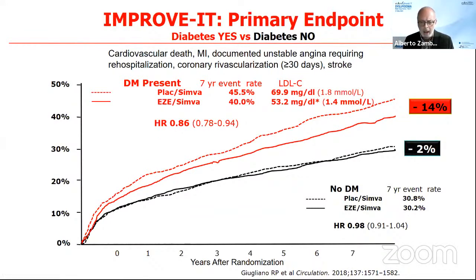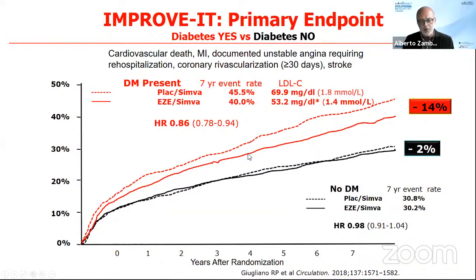So these are very high risk post-acute coronary syndrome patients treated with simvastatin or simvastatin and ezetimibe. I like to point out that the group of simvastatin and ezetimibe had a 1.4 millimole per liter of LDL cholesterol, which is exactly what is suggested by the current guidelines. Now, the number one observation is that the 2 red curves are much higher.